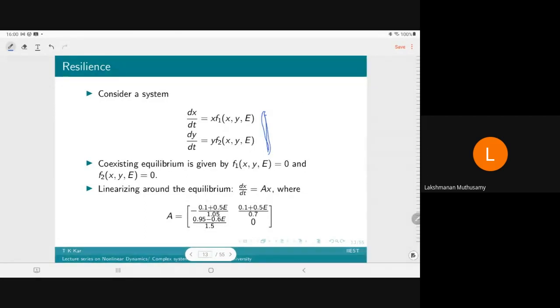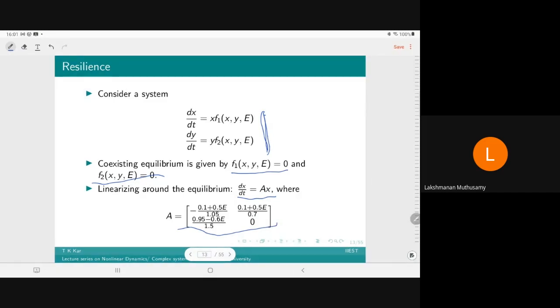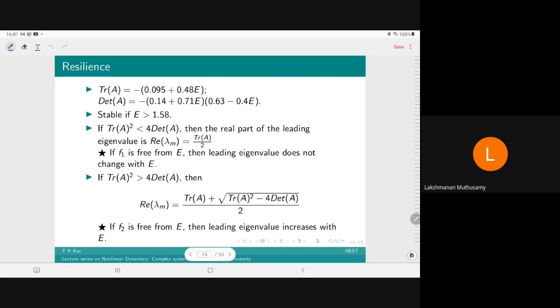And coexisting equilibria can be found from solving these 2, and the linearized system becomes this. And here, considering the equilibrium point, we find the characteristic linearized matrix at this. Only the control parameter E is there. Now, from here, to measure the resilience, we have to find the eigenvalue with the largest real part.